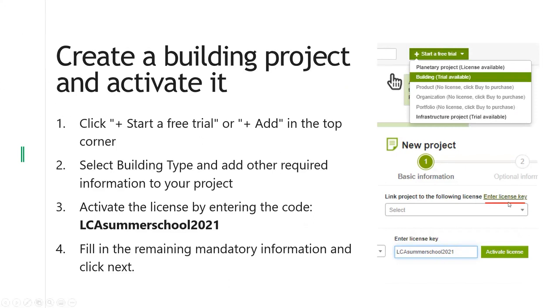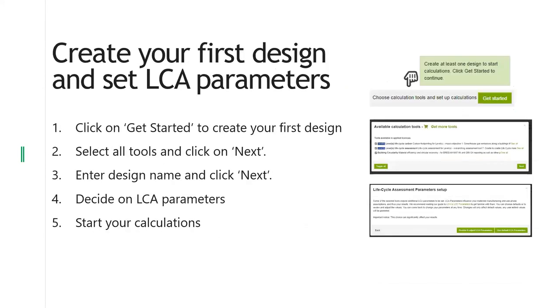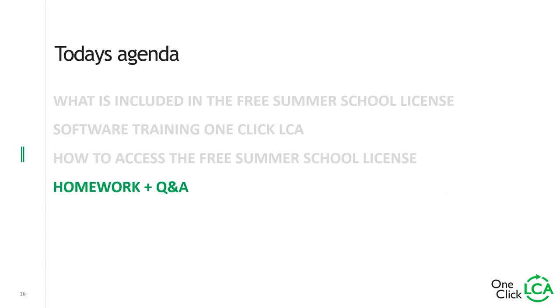We enter the license key. We have one license key, which is valid throughout this summer school, called LCA Summer School 2021. If you enter that and click on activate license, it will see the summer school license. Then you go to the first parameter setup. We choose the design, select the name for the design, the tools, and the LCA parameters, depending of course on our project location. Then you can go through all the steps of your calculation. You can look at some manual inputs, you can look at some options from Excel, or perhaps you want to import from a BIM software or anything like this. So there's a lot possible.